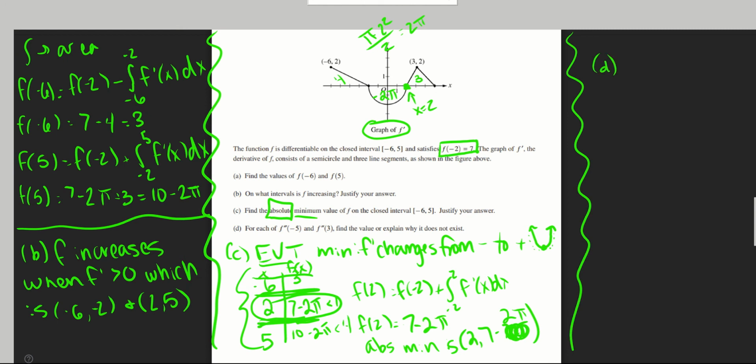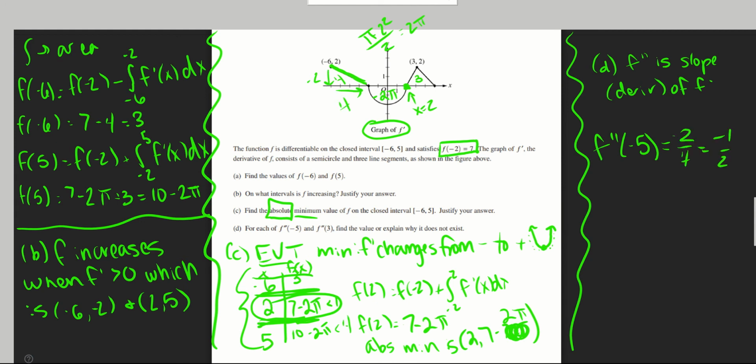Now on our part D, we're trying to look at f double prime. So f double prime is going to be the slope, or the derivative, of f prime. So when we're looking at f double prime of -5, we really just want the slope of this line. So we go down 2, we go over 4. So -2 over 4 gives us -1/2.